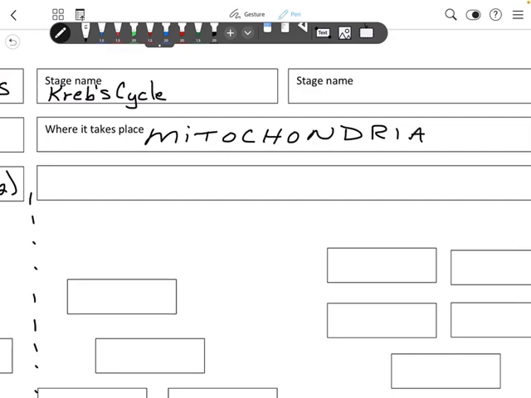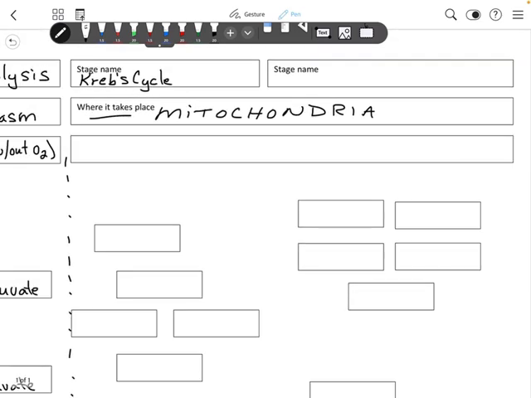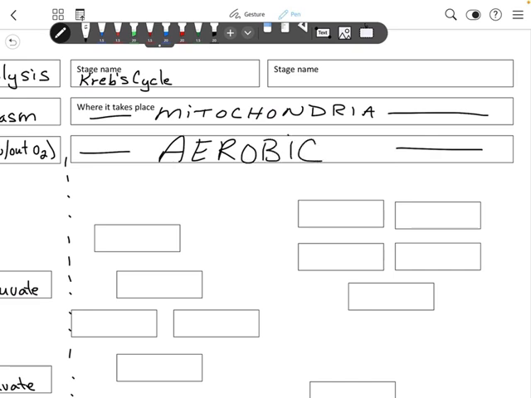Which has always been referred to as the powerhouse of the cell. And it's the powerhouse of the cell because that's where most of our ATP is actually produced. Now, both the second and third stage are referred to as aerobic. That means it needs oxygen. And we'll talk about why it needs oxygen in a little bit.